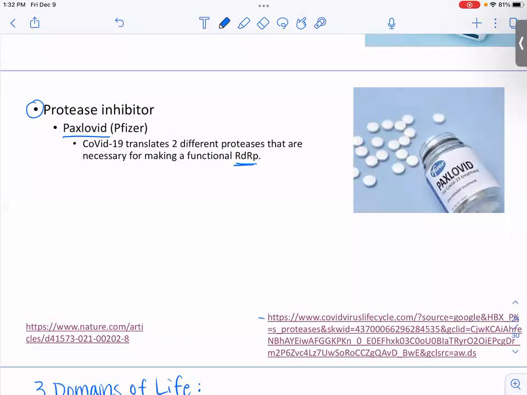This animation here that's put out by Pfizer does a really nice job of explaining how this drug works. This RNA-dependent RNA polymerase is actually just a bunch of segments of amino acids that has to be cut by this protease. So we have this drug that inhibits that protease enzyme, and it's very effective in slowing down the replication of the virion. The statistics that I read, it's like 85% effective against severe COVID.